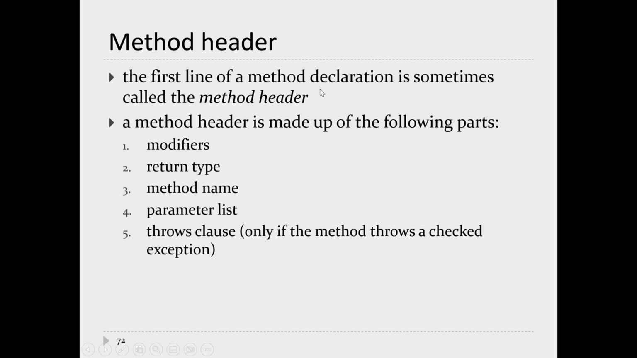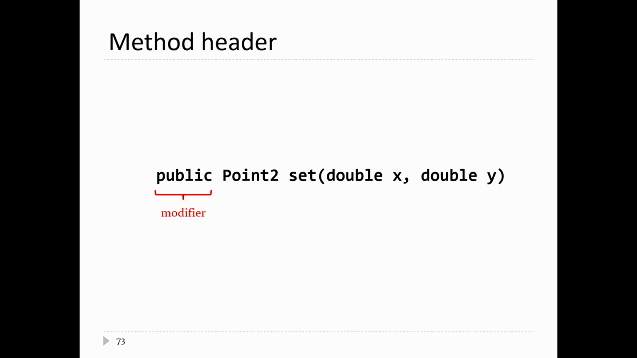So when you make a method, the first thing you do is you declare the method. That first line that you write is sometimes called the header of the method. And that header is made up of up to 5 parts, although we don't really see part 5 in this course. So you have modifiers, return types, method names, and parameter lists. I'm just going to show you each part on a separate slide.